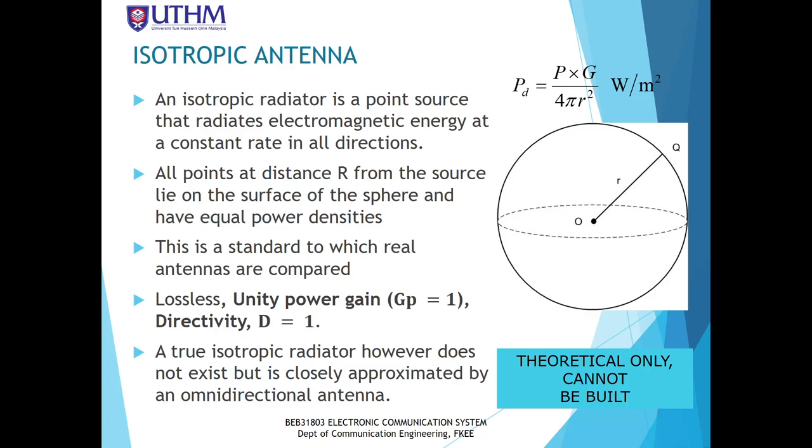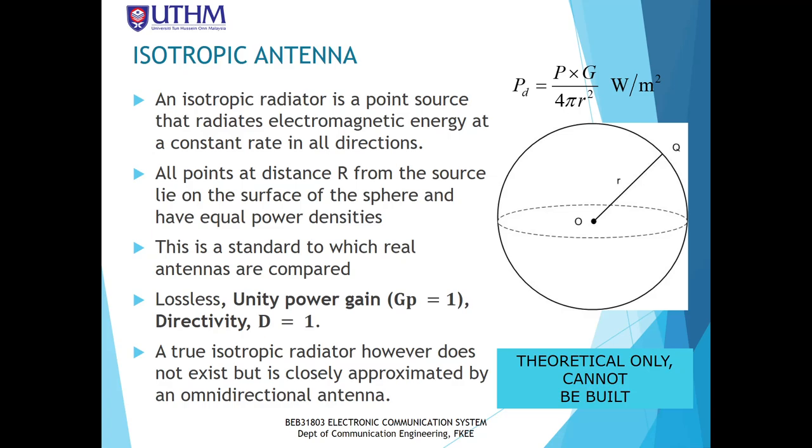Isotropic antenna. So isotropic antenna is a theoretical concept of antenna where it is not produced in the real world. It does not happen in the real world, but we use the isotropic antenna as a reference antenna when we want to design the real antenna. So apabila kita nak design real antenna, we use this isotropic antenna. This is a theoretical antenna that we use as a reference antenna in order to design the real antenna. So kita menggunakan ini sebagai reference saja. Dia tidak wujud dalam dunia sebenar.